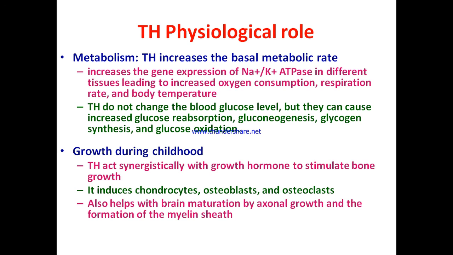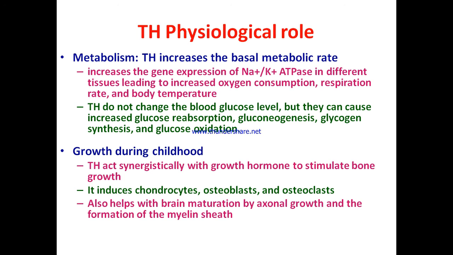The role of TH on physiological processes. Metabolism. Thyroid hormone increases the basal metabolic rate and increases the gene expression of Na plus K plus ATPase in different tissues, leading to increased oxygen consumption, respiration rate, and body temperature. Thyroid hormone does not change the blood glucose level, but it can cause increased glucose reabsorption, gluconeogenesis, glycogen synthesis, and glucose oxidation.